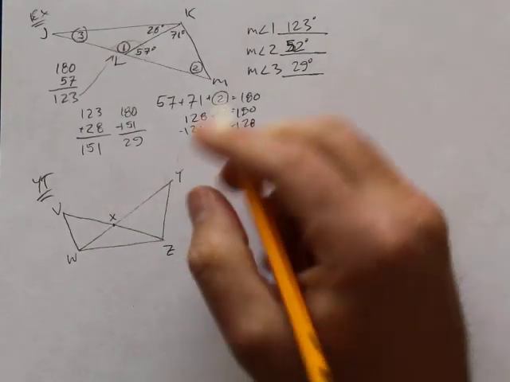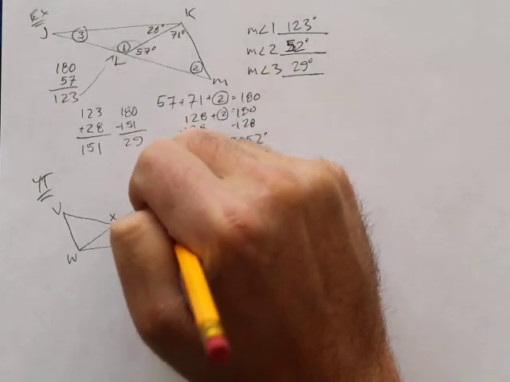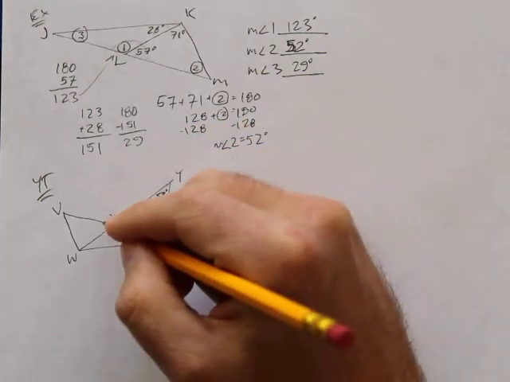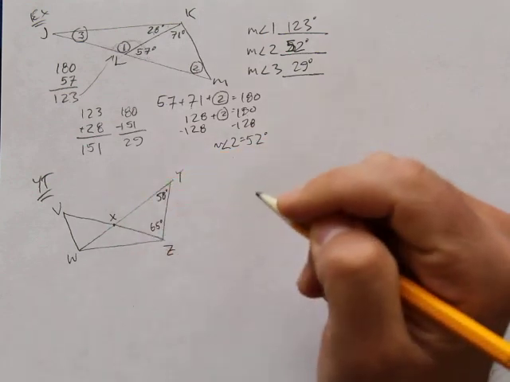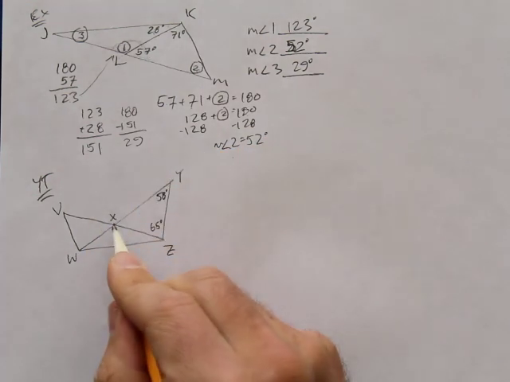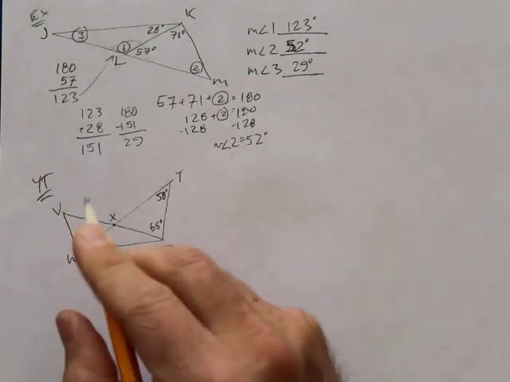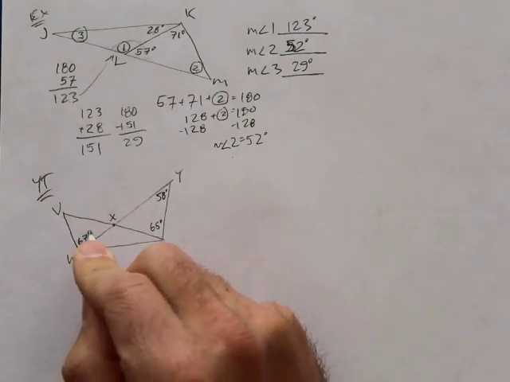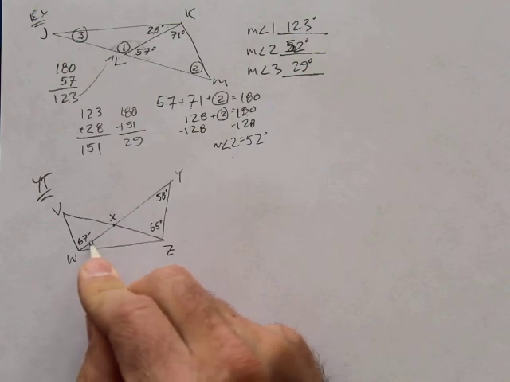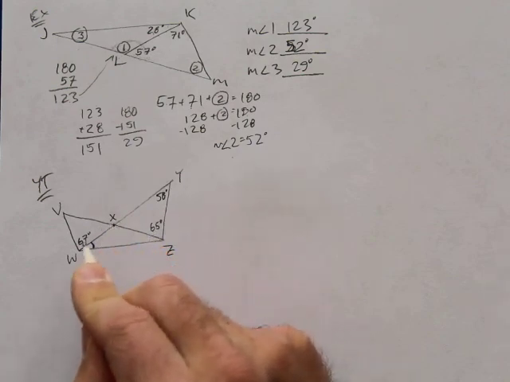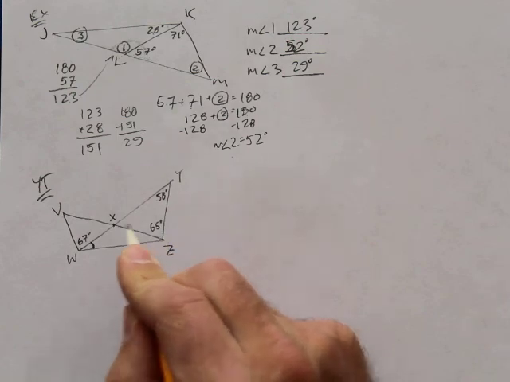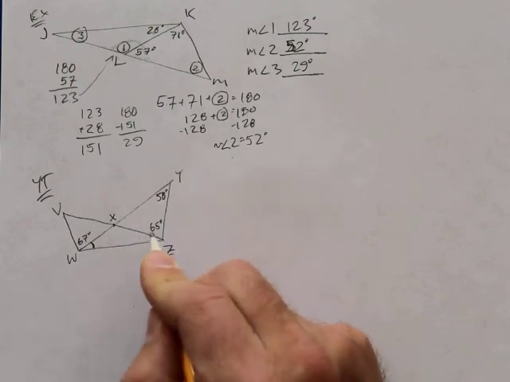Okay, angle Y is 58 degrees. Angle XZY is 65 degrees. Angle XWV is 67 degrees. Angle XWZ is congruent to angle XZW.